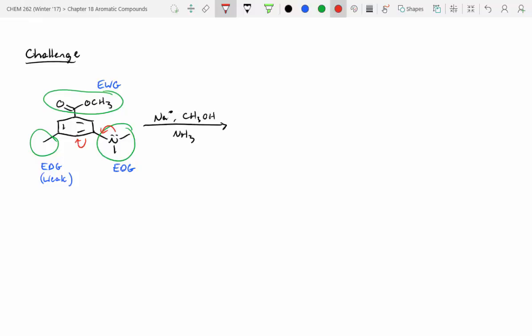But wouldn't that be breaking aromaticity? It would be, but it's still a valid resonance structure, right? With resonance, it's not that we're making or breaking bonds. It's just that certain carbons have higher electron density than others.